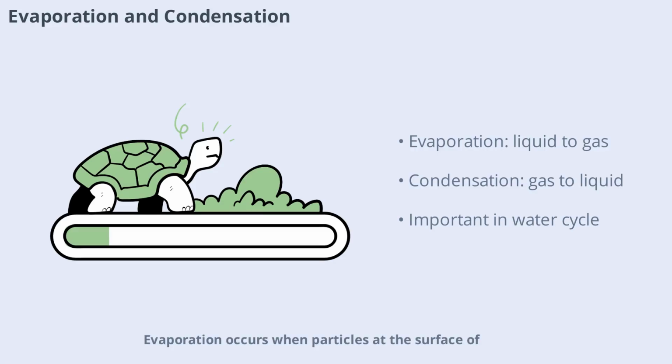Evaporation occurs when particles at the surface of a liquid gain enough energy to become a gas, like water turning into vapor on a sunny day.